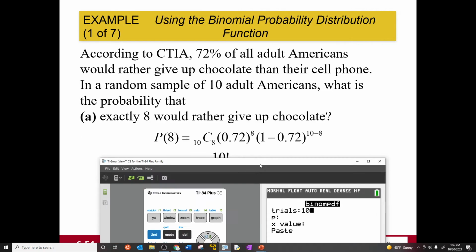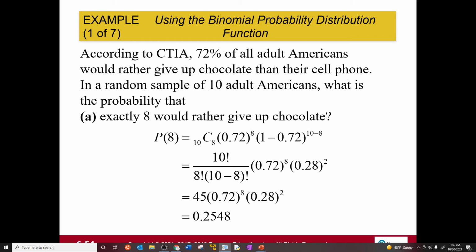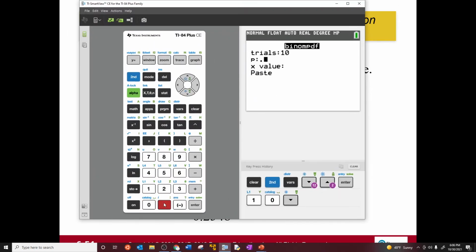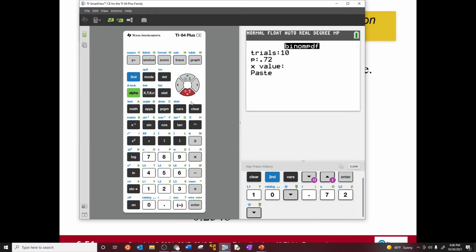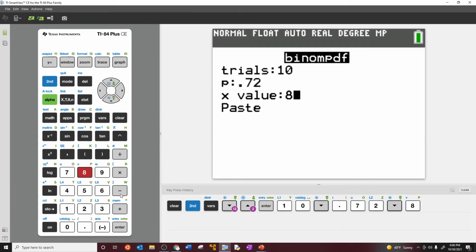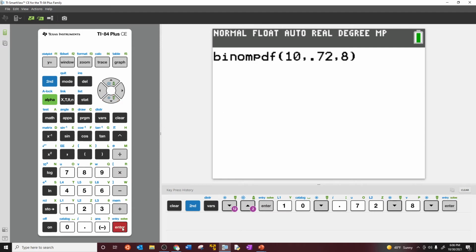The number of trials is actually 10, the probability of success is 0.72, and the x value, which is the exact amount, is 8. Now we're going to paste this onto the home screen. So it's binomial PDF 10, 0.72, 8. So it's the trials, the probability, and the x value.